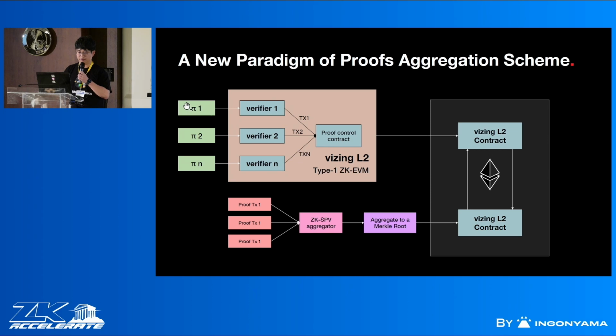If the user submits proof one, it will have transaction one, and proof two will have transaction two, and proof n will have transaction n. So we will use our ZKP aggregator to prove the transactions of all of these, and we will aggregate them into the Merkle root. The Merkle root will be constrained by the ZK circuit, just like how a ZK rollup works, and we will sync the Merkle root to Ethereum.